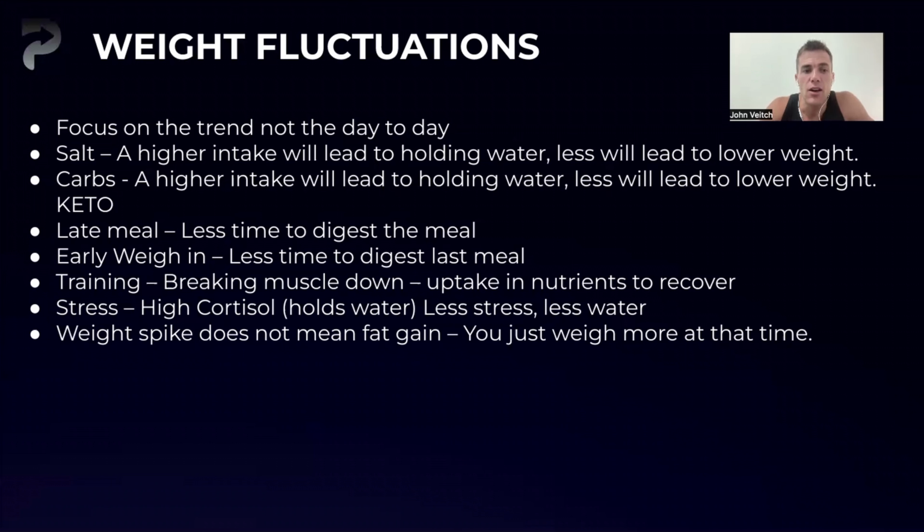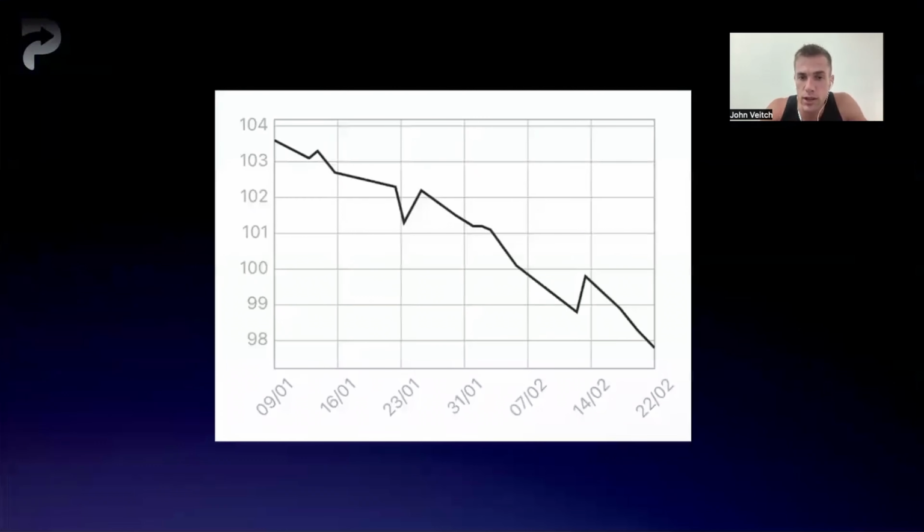And again, a weight spike doesn't mean a gain in body fat. It just means you weigh more on that day. So you've got to take the average for the week. If you use an app, your daily weigh-ins will look like this, and you can see the spike, drop, and spike. Again, just maintain consistency with the macros and the calories that you've worked out, and take the average for the week.